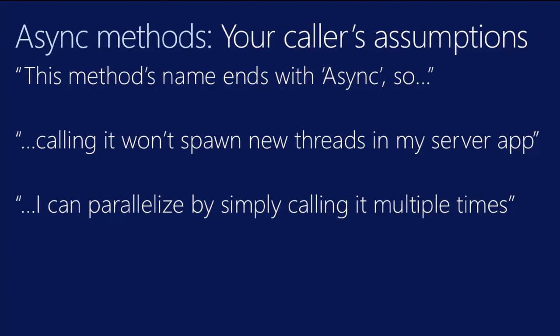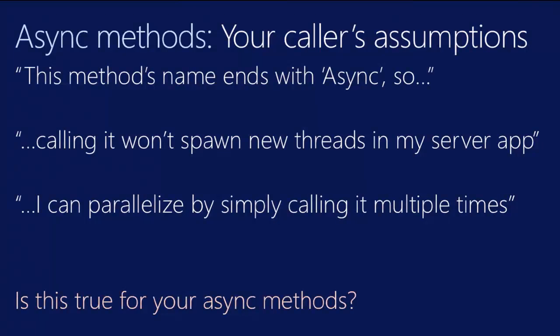Hey, maybe this is a download API. Hey, I want to kick off 100 downloads. Well, I'm just going to call this method 100 times, right? Because it's giving me back tasks. I'm just going to call it 100 times and await all the tasks. I'm good to go, right? And it's not going to actually be hurting my scalability to do so. So these are the core assumptions people make when they see Async on the end of your library method. So the question is, is this actually true for the asynchronous methods that you're creating?